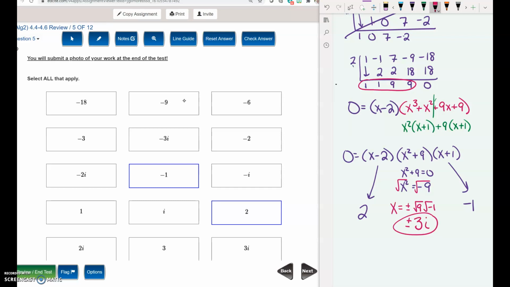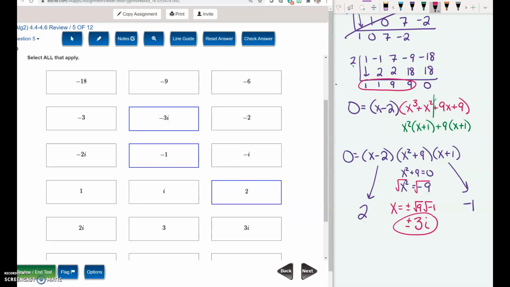And you'll notice in these answer choices, you've got a negative 3i and a positive 3i. So there should be 4 solutions. There's all 4 of our solutions. That means that we are definitely done with that problem. This is going to be the end of the first video. To do the rest of the test, check out the next video.